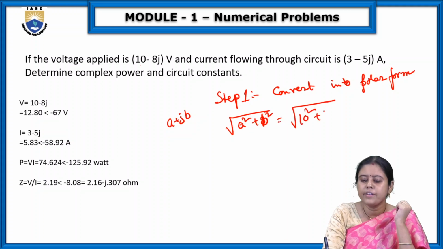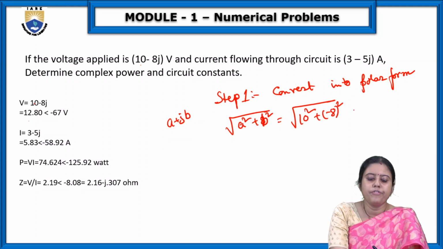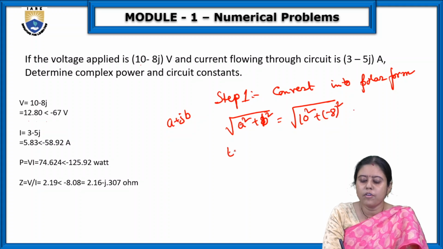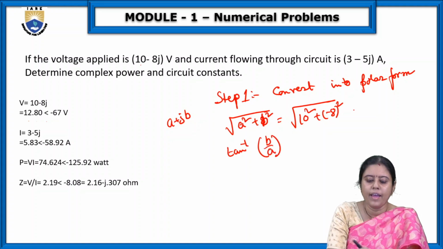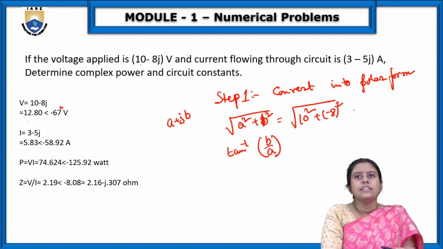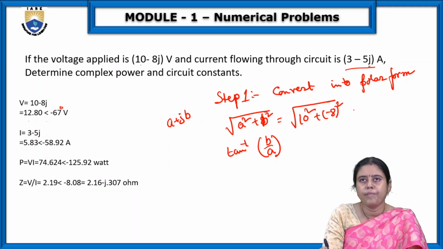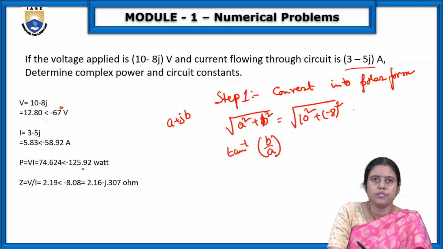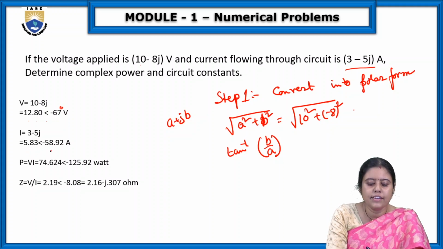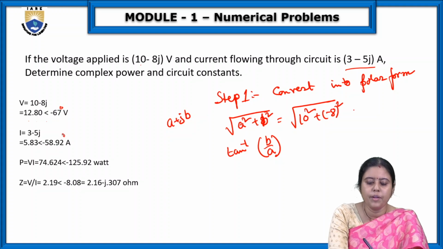10 square plus minus 8 square, and it is coming 12.80. How to calculate the angle? Tan inverse b by a. So it is coming 67 degree. Similarly, what is the value of current? 3 minus 5j. So how to calculate? Root of 3 square plus 5 square. So 5.83 at an angle minus 58.92 degree.